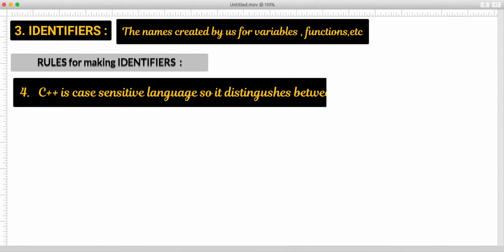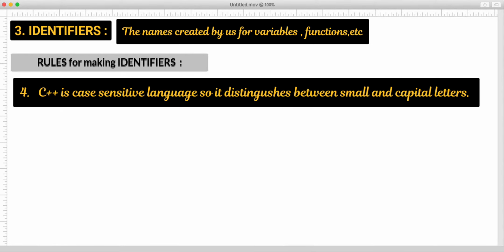Now coming to our fourth rule, C++ is a case sensitive language, so it distinguishes between small and capital letters. For example, here var and Var are different, as in the second one, V is capital. I hope you understand this.